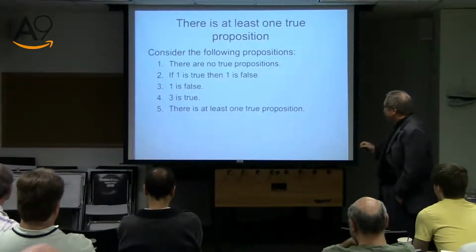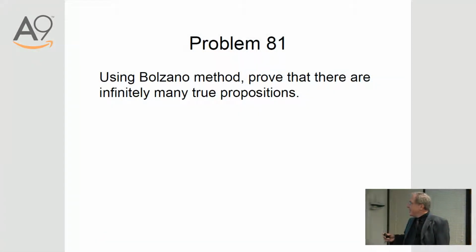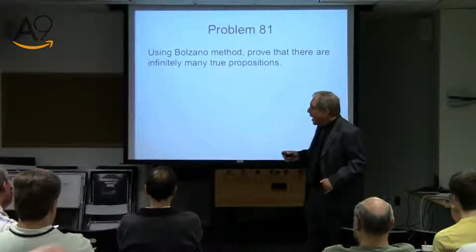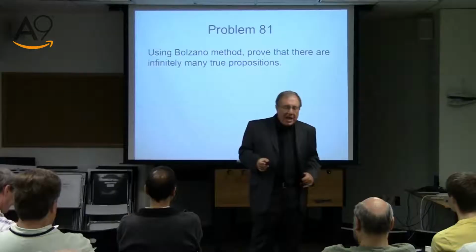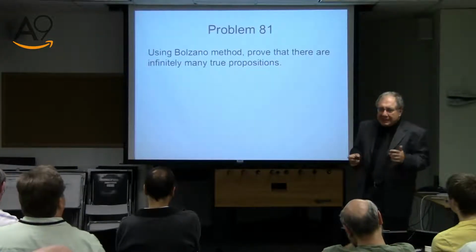So he builds that, and this is a problem for you. Using Bolzano's method, prove that there are infinitely many true propositions. It's not difficult, and he does. Sadly enough, his magnum opus, which is 3 huge volumes, is translated about maybe 15%. University of California Publishing House came up with a very nice book, but it's an abridgment. So most of his work is still not studied.